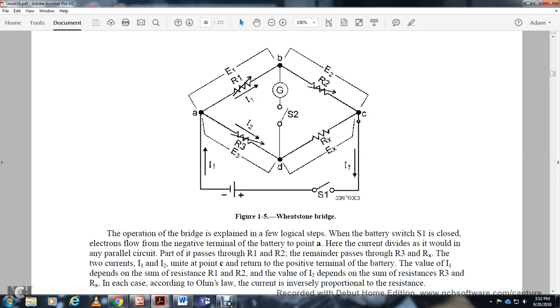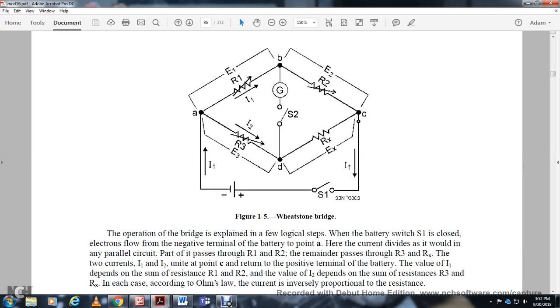Here the current divides itself within a parallel circuit. The part of the parallel with resistor 1 and resistor 2 remains with resistor 3 and resistor X. The two currents, I1 and I2, return to point C and the terminal of the battery. I1 depends on the sum of the resistance of resistor 1 and 2, and I2 depends on the sum of resistor 3 and resistor X, or resistance X, which we're trying to find.